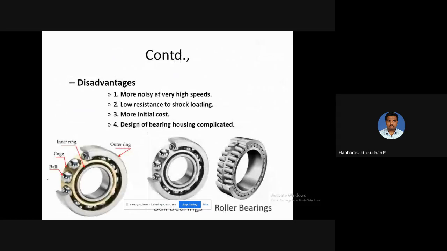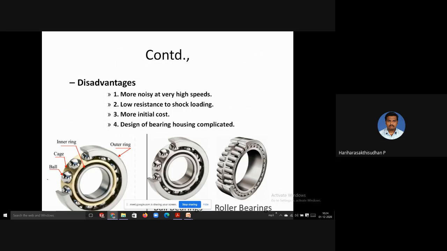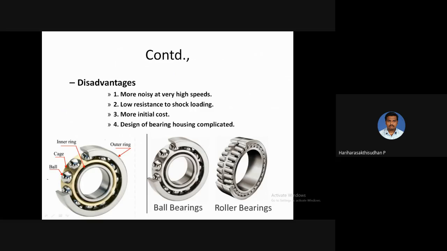Okay, so this is the typical diagram you can see here. As I told you earlier, this is the outer ring, this is the inner ring, and this is nothing but the cage.